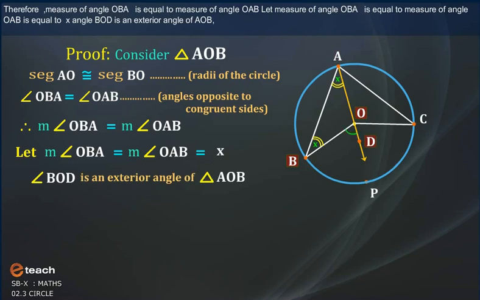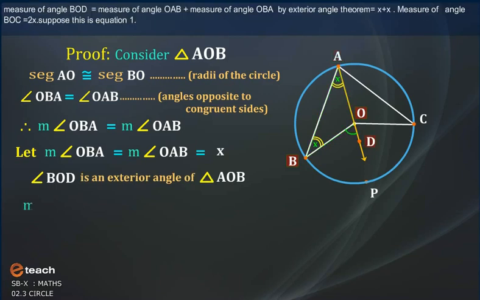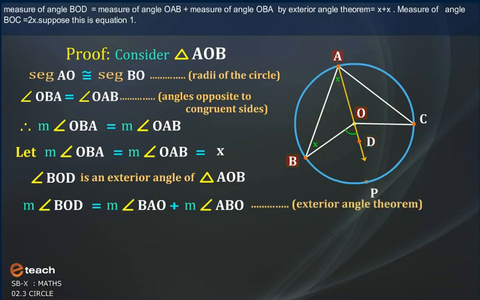Angle BOD is an exterior angle of triangle AOB. Measure of angle BOD is equal to measure of angle BAO plus measure of angle ABO by exterior angle theorem is equal to x plus x. Measure of angle BOD is equal to 2x. Suppose this is equation 1.